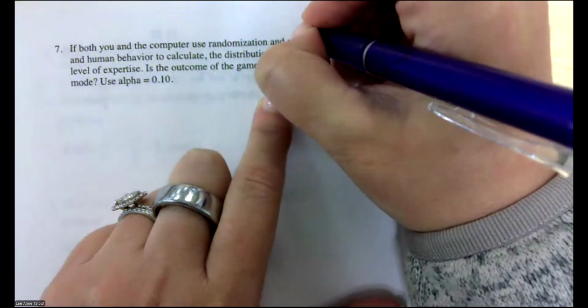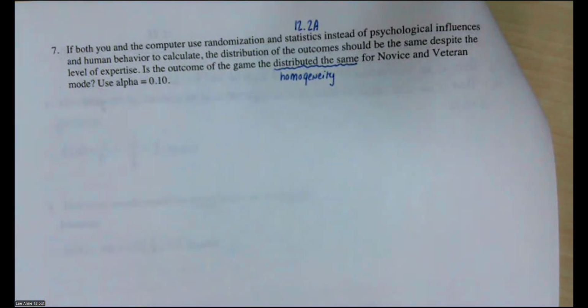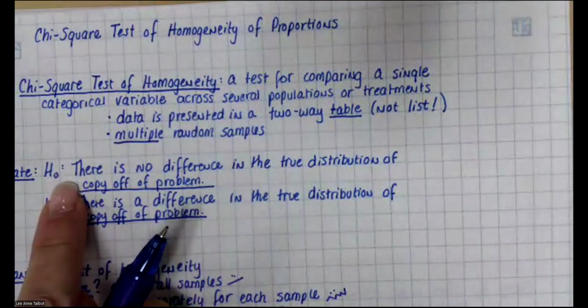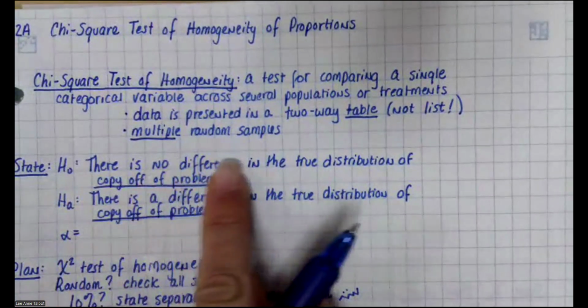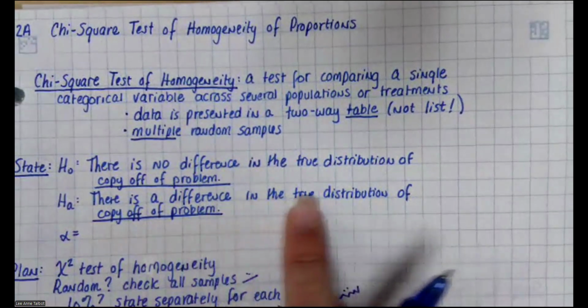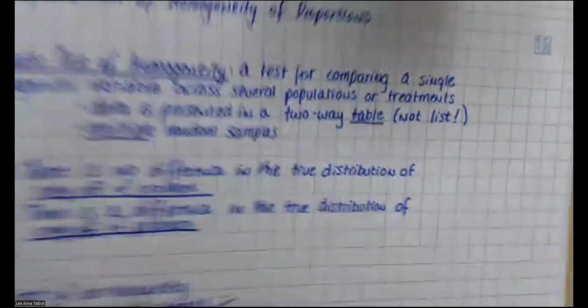And this is the 12.2a notes. Luckily, the expected counts and the observed counts are going to be exactly the same from the previous problem. So the do step, you really only have to do once, which will lower your amount of work. Okay. The state is there is no difference in the distribution of blank. There is a difference in the distribution of blank.